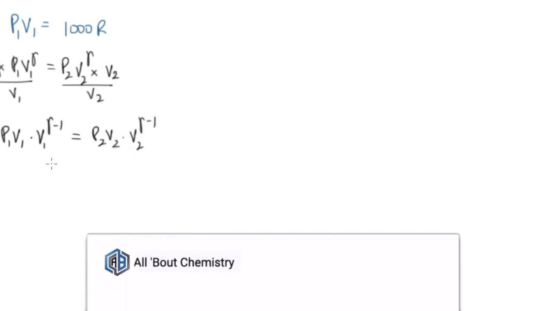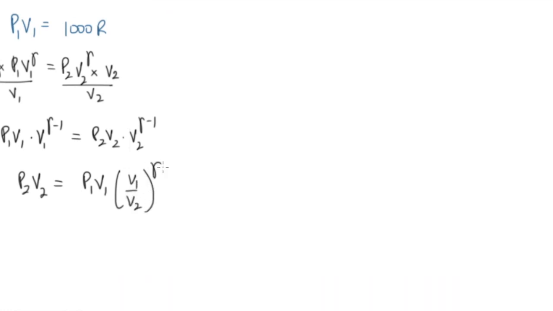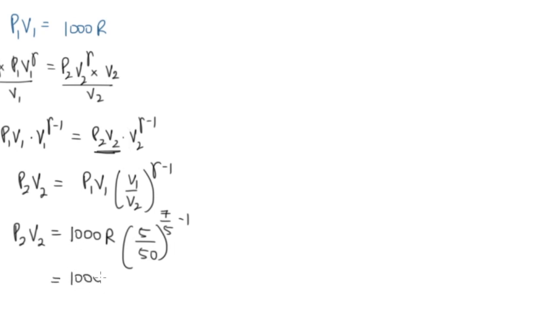Now I'm just going to find P2V2, which will be equal to P1V1 into V1 by V2, whole to the power gamma minus 1. I have just taken this V2 to the other side in the bracket with gamma minus 1. That is how it will be made. Everything is correct till now. So P2V2 is equal to P1V1, which we calculated as 1000 R, and we will put in the values of V1, 5 liters, and V2, 50 liters, to the power gamma, 7/5, minus 1. So this will give you 1000 R times 1/10 to the power 2/5. That's what you will get.